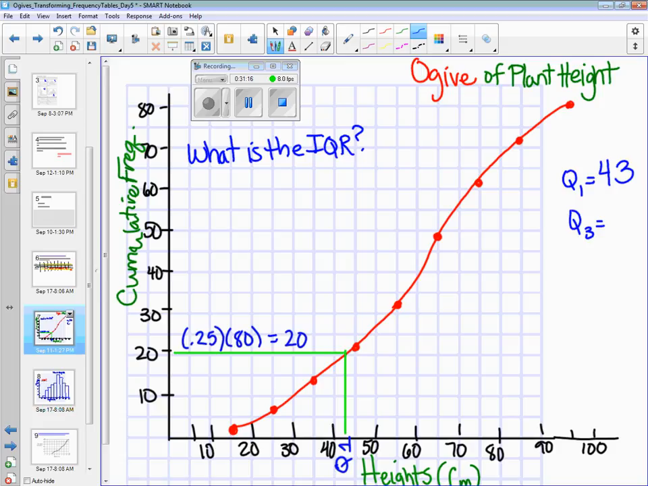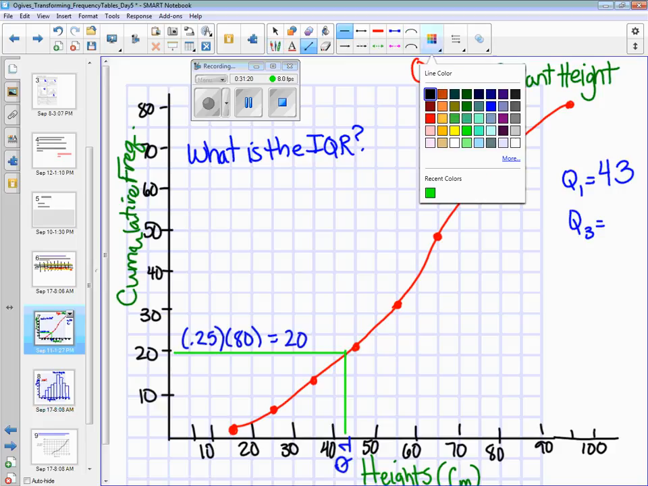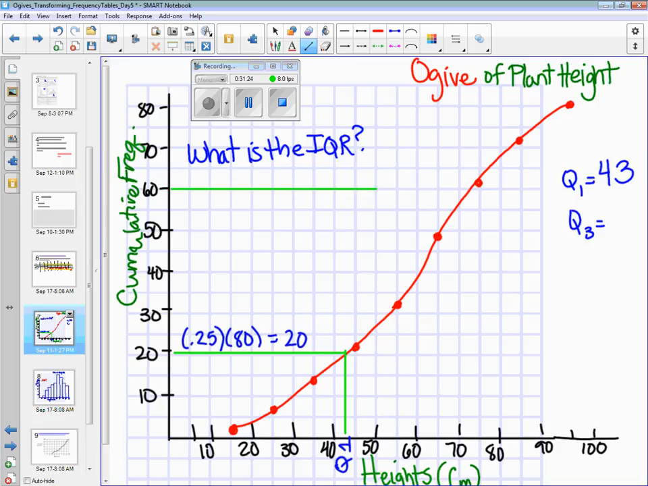That's 75%. What's 75% of 80? It's 60, right? So we're going to come up here to 60, where it hits the graph. It's going to go a little bit, yes, it would, wouldn't it?